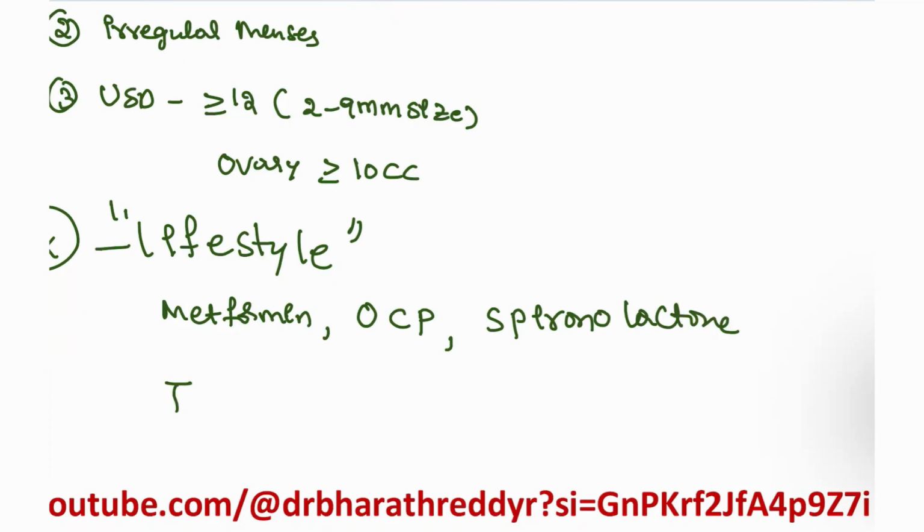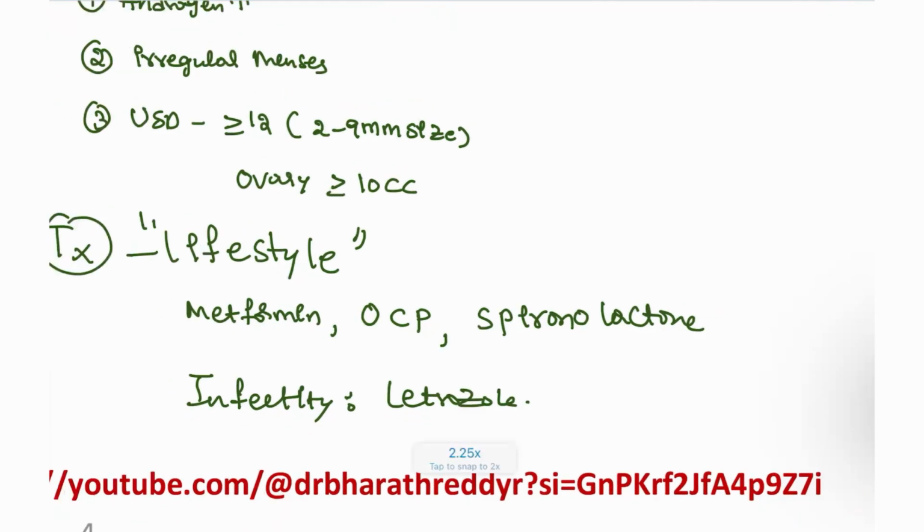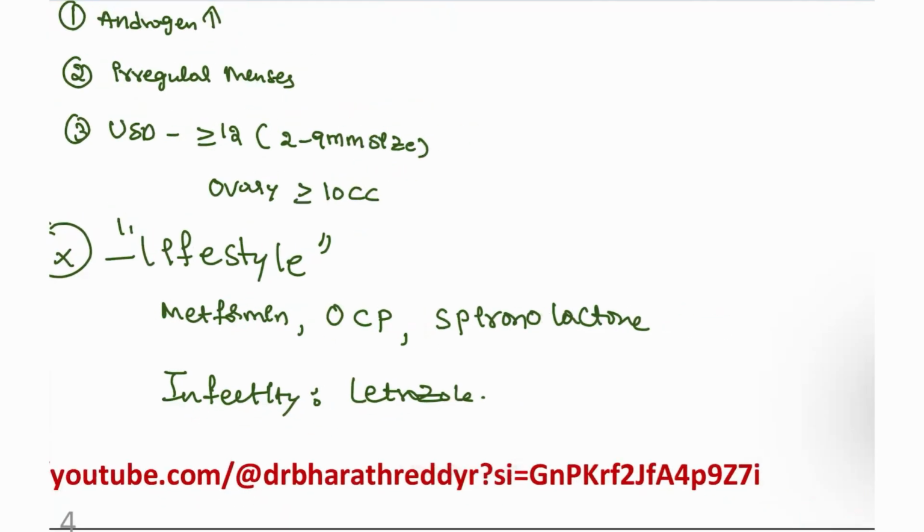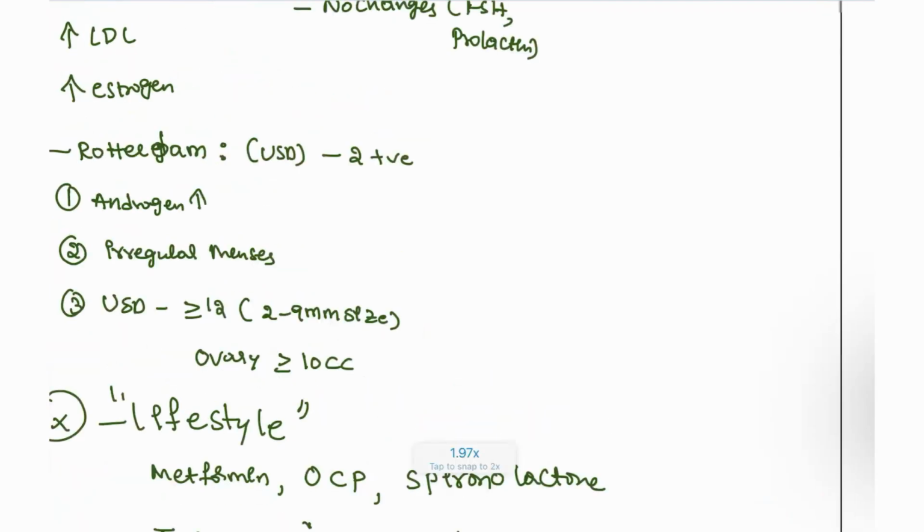For infertility, what is the drug that we are going to use? Here also we are going to use letrozole. Letrozole can be given for this patient, and most of the time we think that it is clomiphene citrate, but still we can go for letrozole for the infertility treatment of this patient.